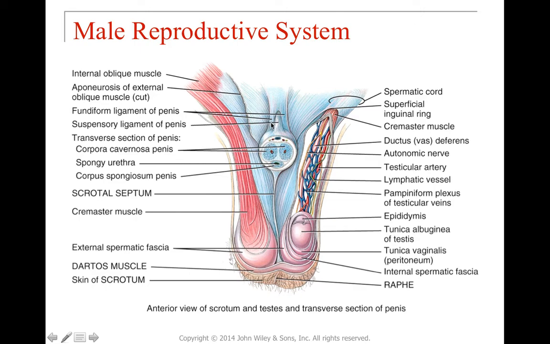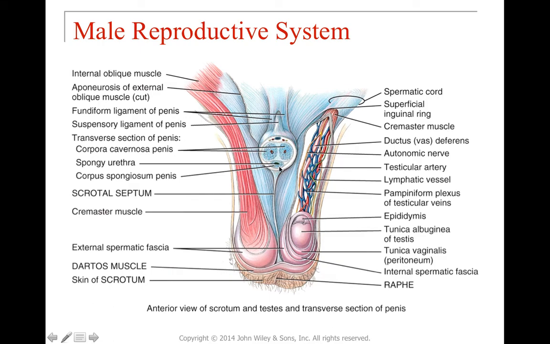We have some ligaments that are going to hold the top of the penis in place. That's going to include the fundiform ligaments here, right? It's going to kind of surround the suspensory ligament of the penis. And then if we are going to be looking at a transverse section of the penis, so as I mentioned, we have two sets of the corpus cavernosum penis. Those are those top two rings here.